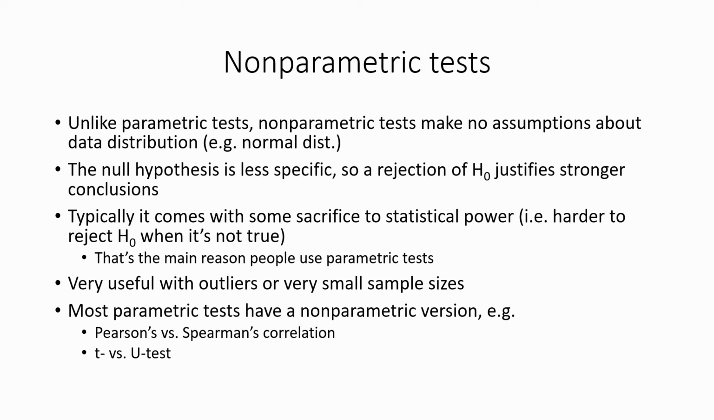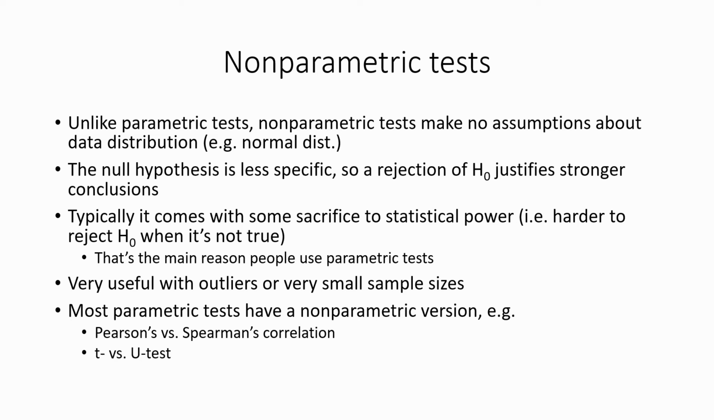Now, the reason non-parametric tests are useful is they make fewer assumptions. Therefore, the null hypothesis is less specific. So if you reject the null hypothesis, if you get a low p-value, that actually justifies a stronger conclusion. If you run a Pearson's correlation or t-test, then rejecting the null hypothesis, in theory, doesn't necessarily mean that you have an association. Maybe you just have a strong violation of the normality assumption. Whereas if you use a non-parametric test, you don't need to worry about it, and you can justify a stronger conclusion.